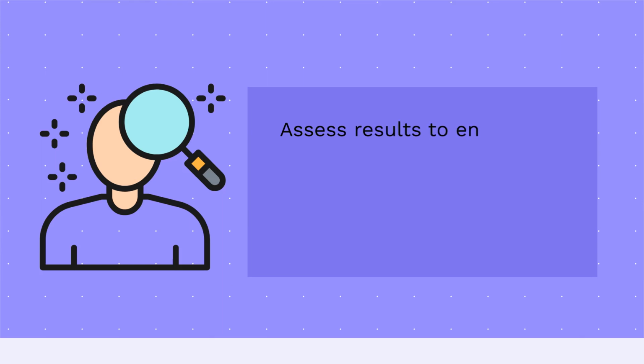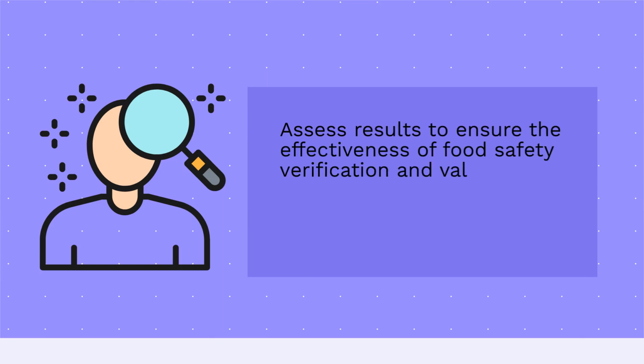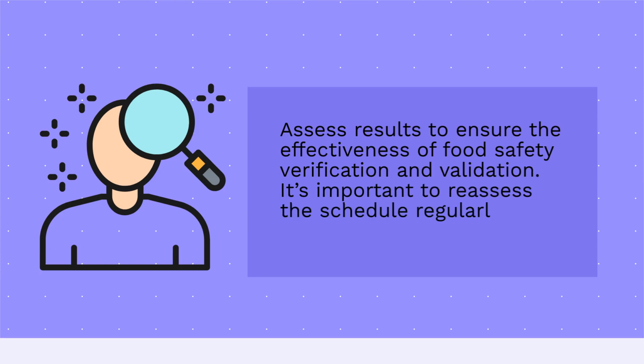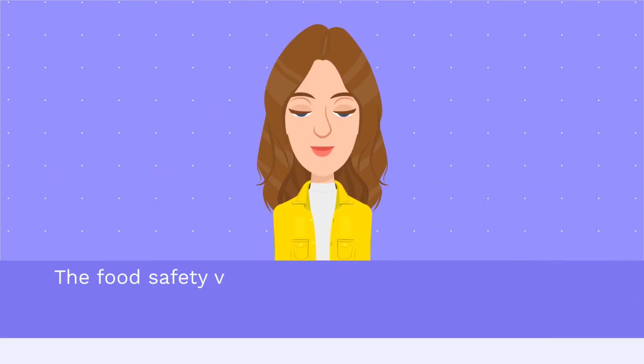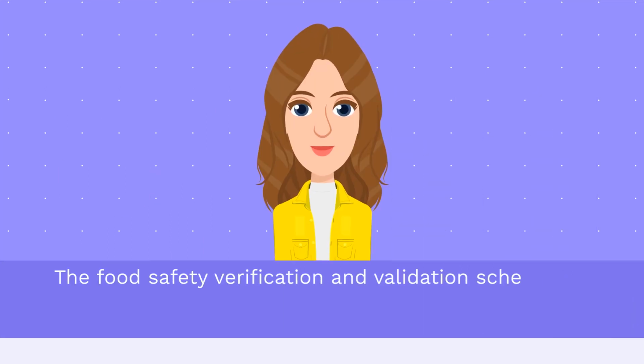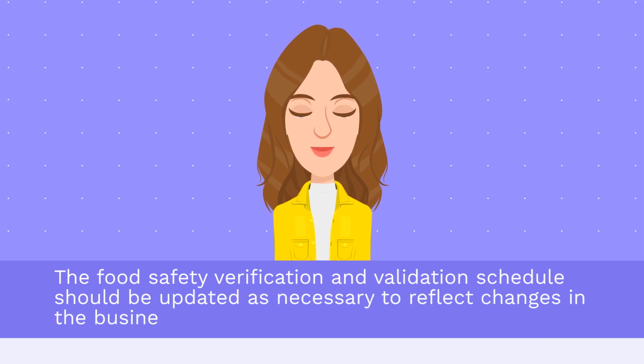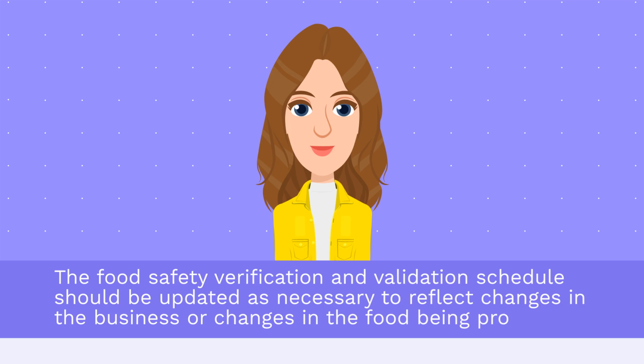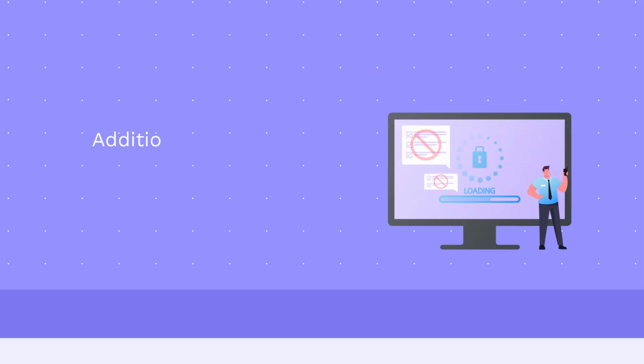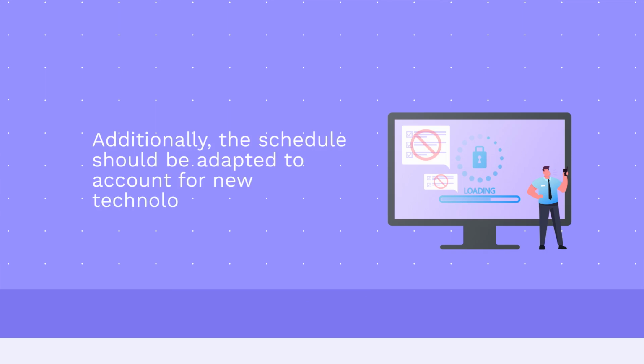Assess results to ensure the effectiveness of food safety verification and validation. It's important to reassess the schedule regularly to ensure it meets your needs. The food safety verification and validation schedule should be updated as necessary to reflect changes in the business or changes in the food being processed. Additionally, the schedule should be adapted to account for new technologies or methods employees use.